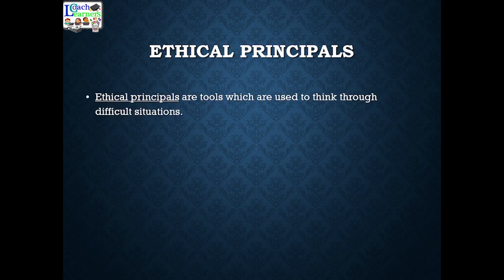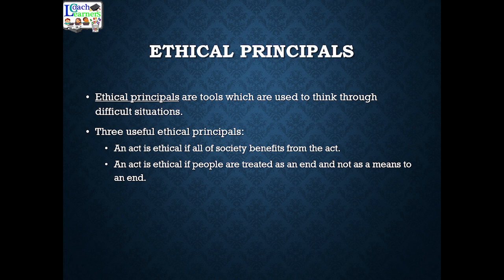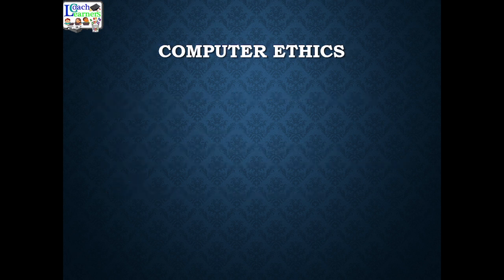Again, we need to understand the ethical principles, right? These are tools which are used to think through difficult situations. For example, an act is ethical if all of society benefits from that act. We normally say when you're using computers, the advantage of using the computer should be more than the disadvantages that it causes, right? An act is ethical if people are treated as the end and not as a means to an end. An act is ethical if it is fair to all parties that are involved. Those are the major ethical principles that should guide us when using computers.